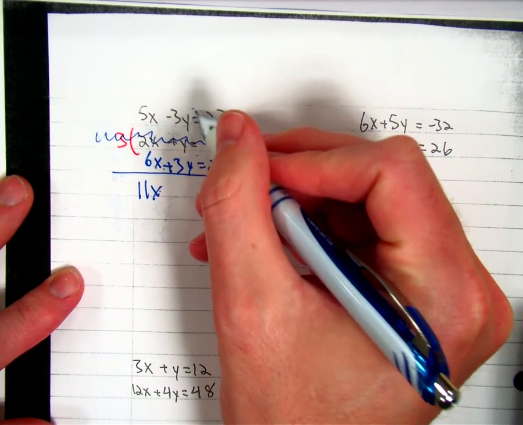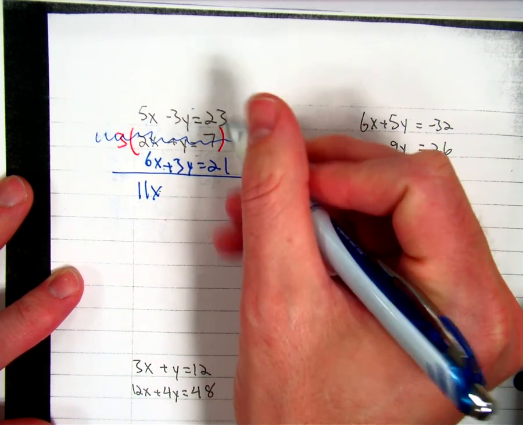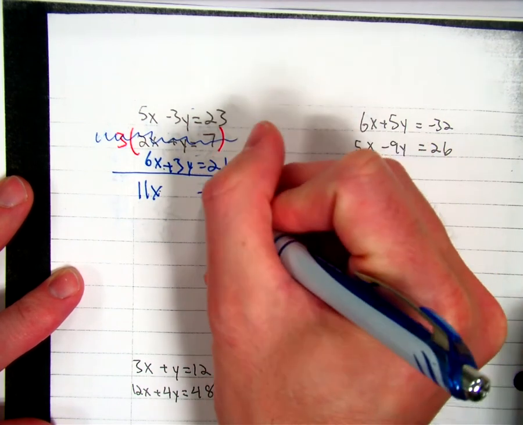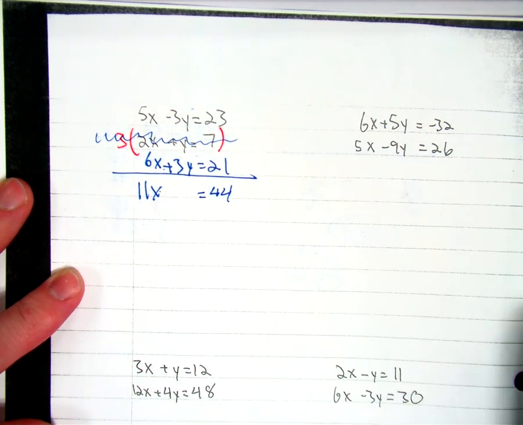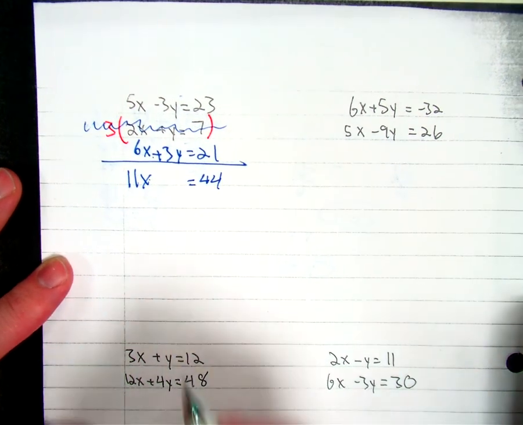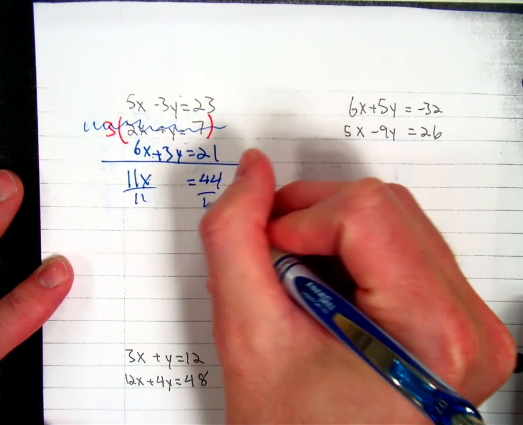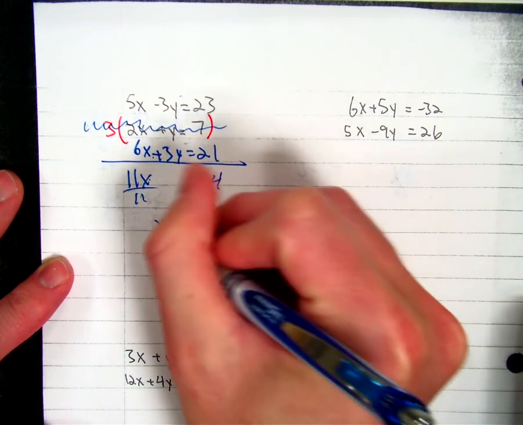11x, the negative 3y and the positive 3y canceled out. That's why we did this. 23 and 21 is 44. 11x equals 44. Divide by 11. X is 4.